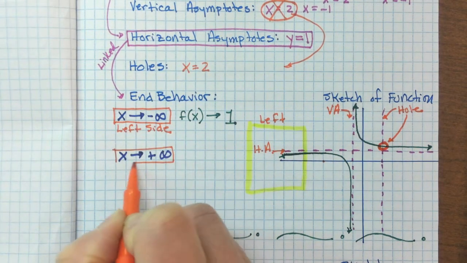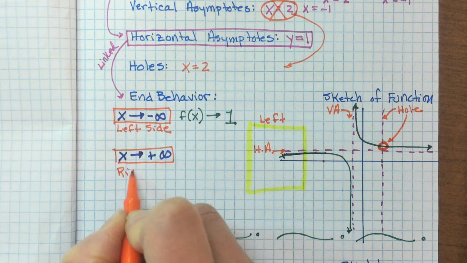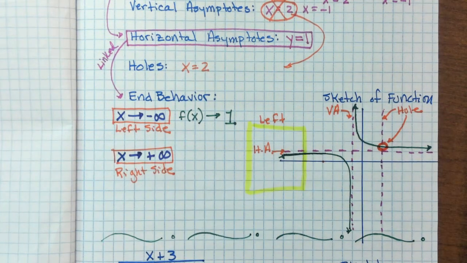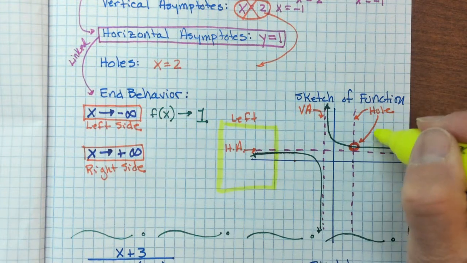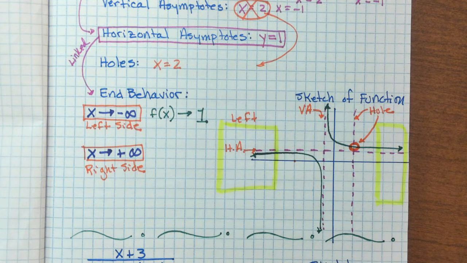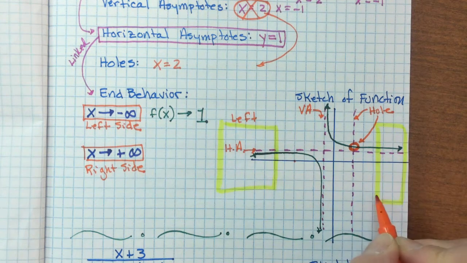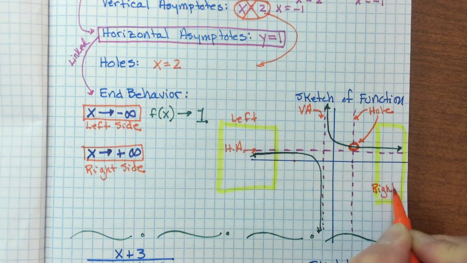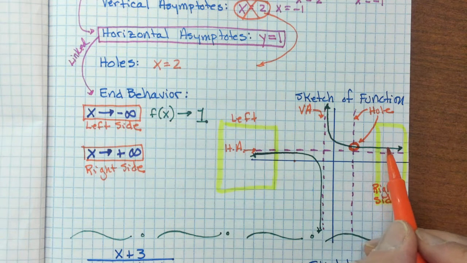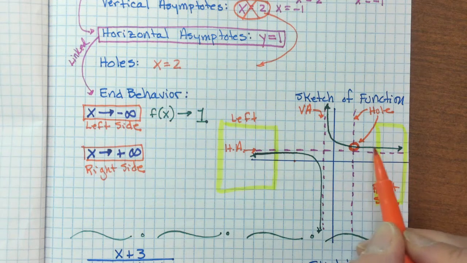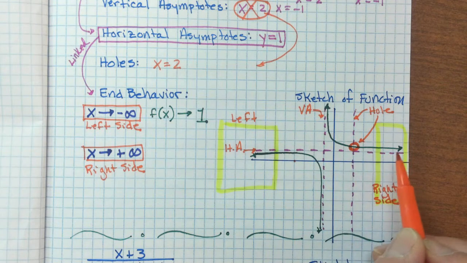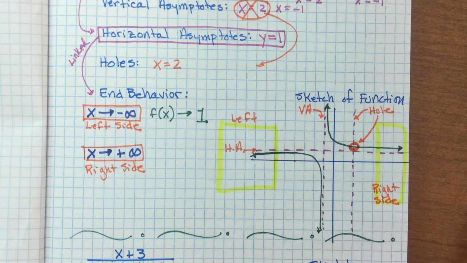Again, this means right side. Okay, so where's the right side? The right side is right here. So I'm going to write this as, this is my right side. So where is my function going? You can see this here is getting close to that line y equals 1. So y gets stuck at 1.